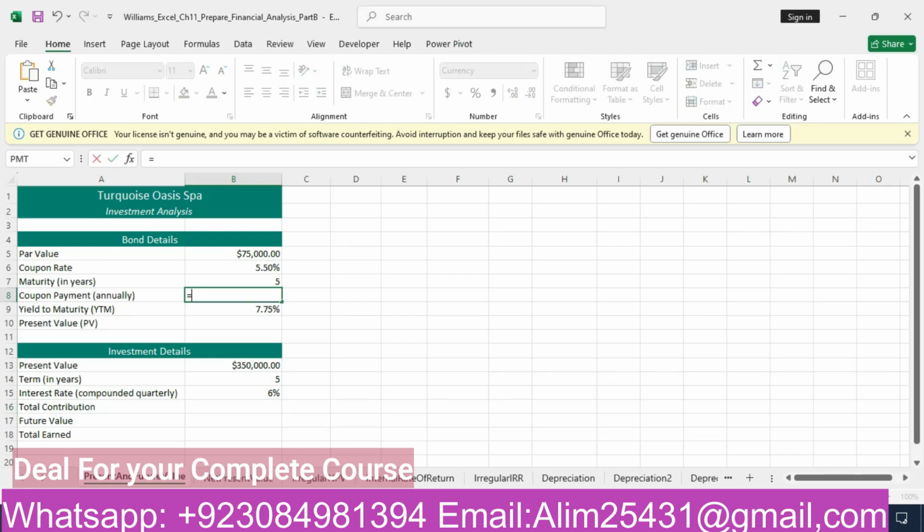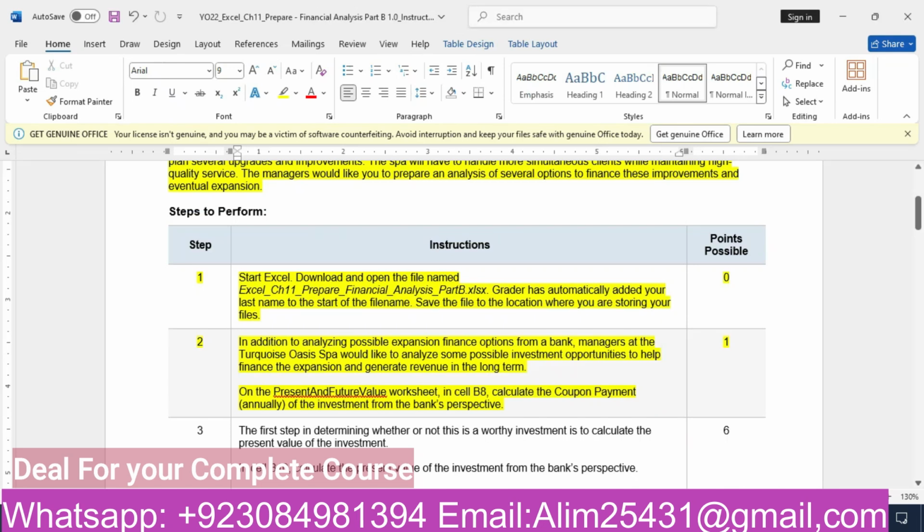We will put equal to, coupon payment will be face value multiplied by coupon rate. So our face value is B5, multiplied by coupon rate, which is B6, and we will press enter. So we got our value in our cell C8. That's our formula to find the coupon payment annually. So that's our second step.